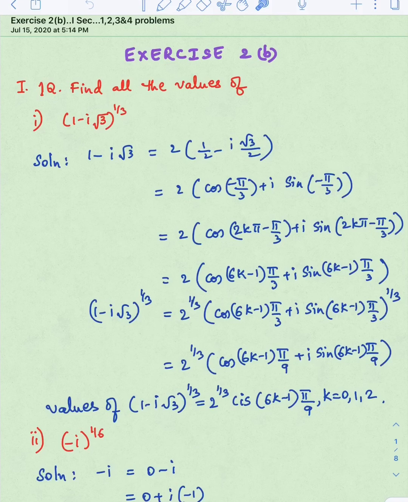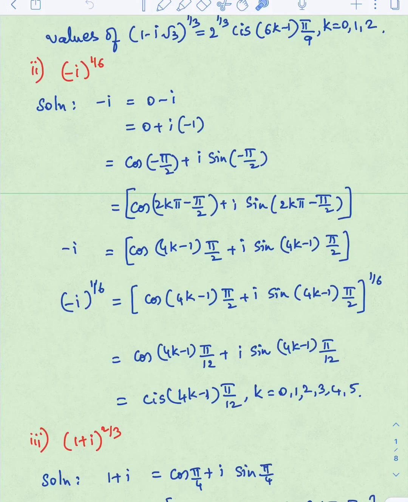So the values of this are 2^(1/3). This can be written as (6k - 1)π/9, sorry, π by 9. You can write it as (6k - 1)π/9, where k values are from 0 to 2: 0, 1, 2. Because its cube roots are required. Cube root means only 3 roots, from 0. That's why k values are 0, 1, 2.